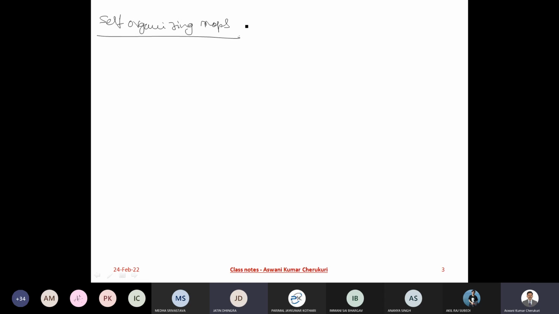The self-organizing maps are introduced by Kohonen, who introduced the Mexican hat algorithm. There is a specific purpose for why we are going for self-organizing maps, and for what kind of applications. Okay, before I actually go to the self-organizing map, let us do this activity.